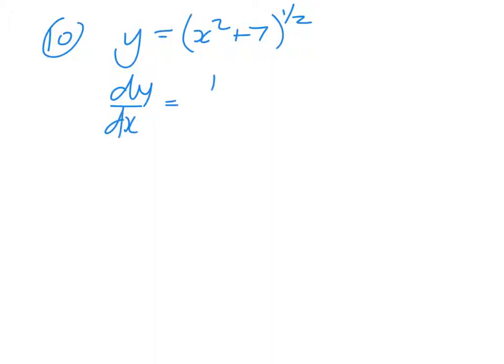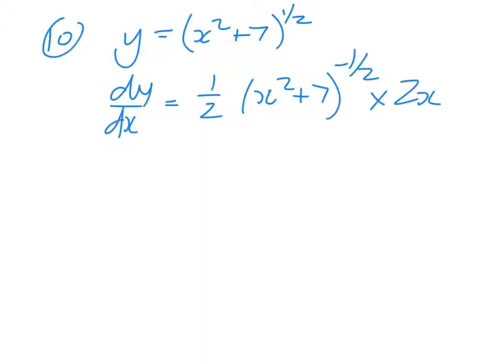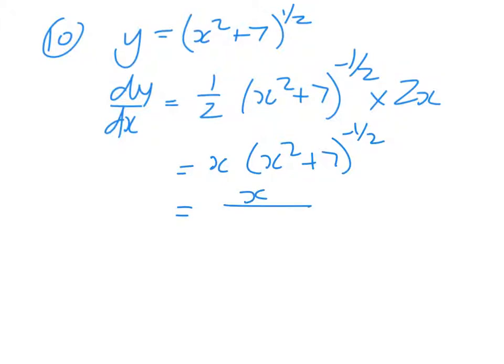Question 10. Given that y equals x squared add 7 to the power of half, find dy by dx. So how do I differentiate this? The half comes down, the bracket doesn't change, decrease the power by 1, multiply by the differential. The half and the 2x multiply together, I'll tidy up to give us x times x squared plus 7 to the power negative a half. Rewrite that as x over square root of x squared plus 7.